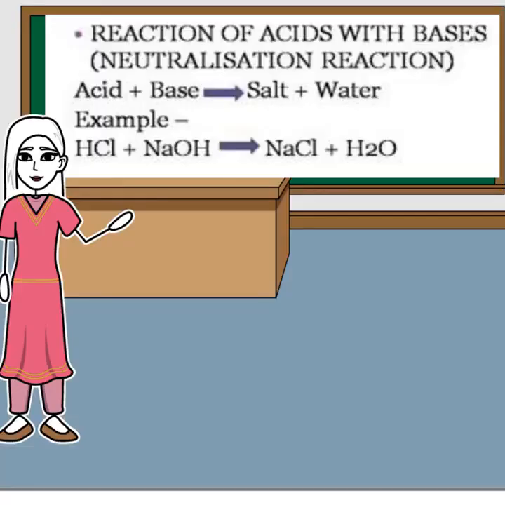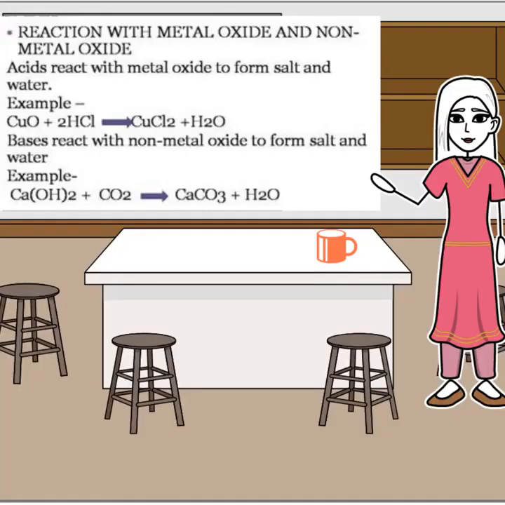Reaction of acids with base. Neutralization reaction. Acid plus base will give salt plus water. Reaction with metal oxide and non-metal oxide. Acids react with metal oxide to form salt and water. Base reacts with non-metal oxide to form salt and water.